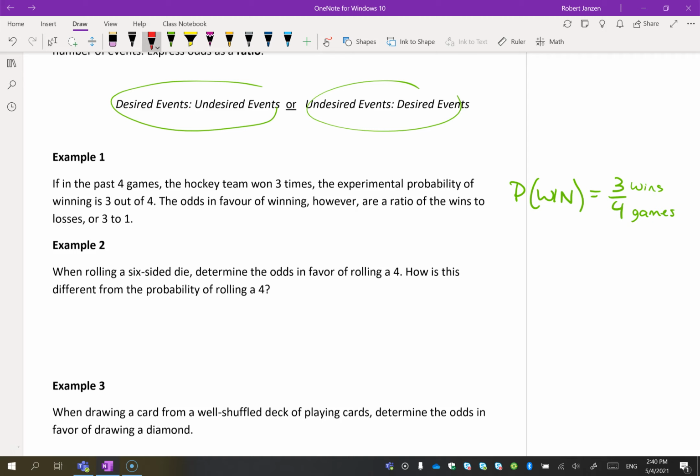The odds in favor of winning, however, are a ratio of the wins compared to losses. And there you would write 3 compared to 1. In this case, this is wins and this is losses. So the odds of winning are 3 to 1. The probability of winning is 3 out of 4, but it says the same thing. It's the same information. Okay, try another one.